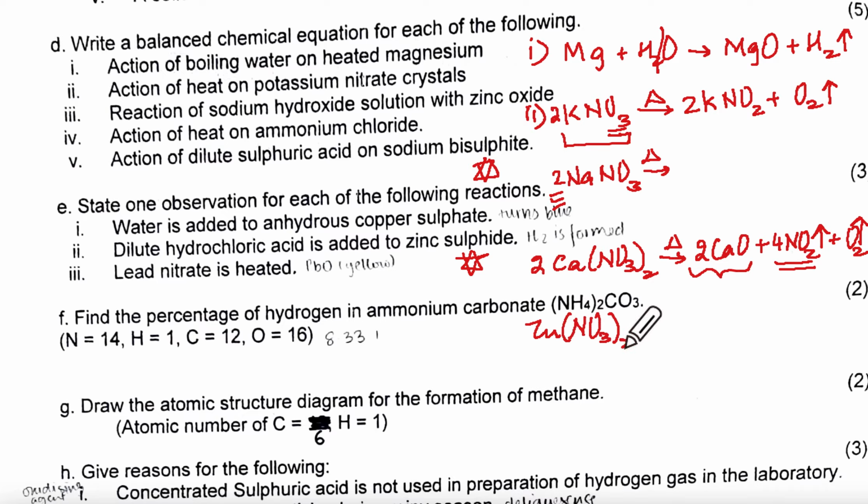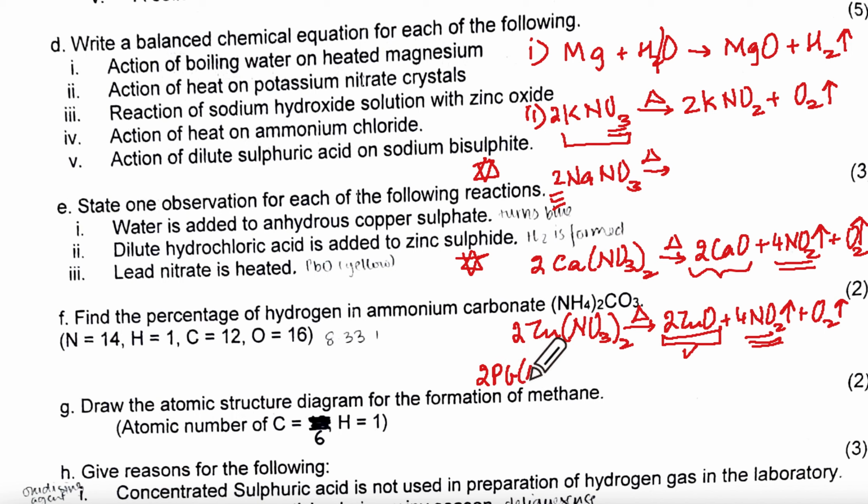Come on, tell me, 2Zn(NO3)2 on heating gives 2ZnO plus 4NO2 up arrow plus O2 up arrow. Very good. What will be the observation? This is the first observation. What will you see? Reddish brown gas is evolved. Nitrogen dioxide gas is evolved. And the residue is yellow when hot and white when cold. Very good. After that we come to this.